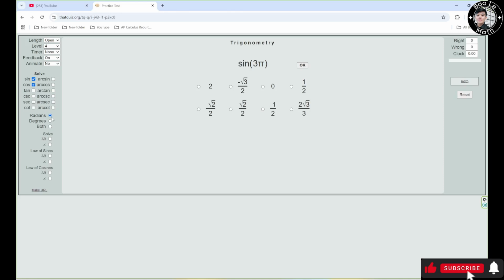Now right here you have radian and degree options. You can pick degree, or you can pick radian. You're supposed to know how to convert from radian to degree.